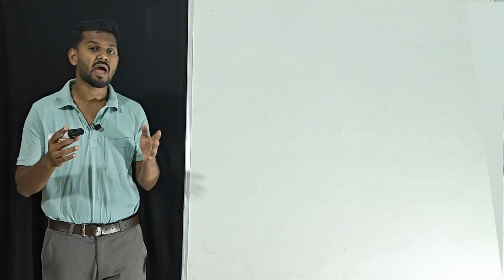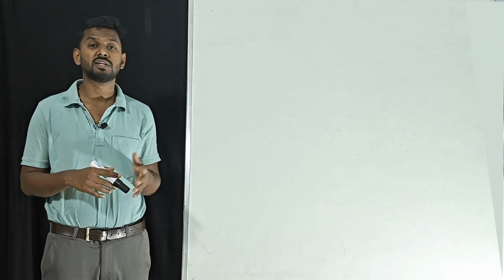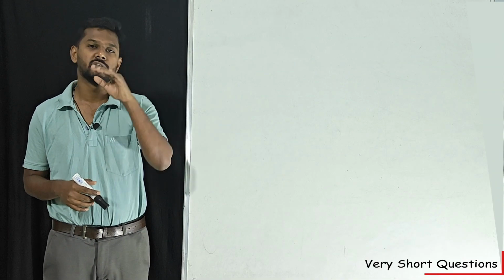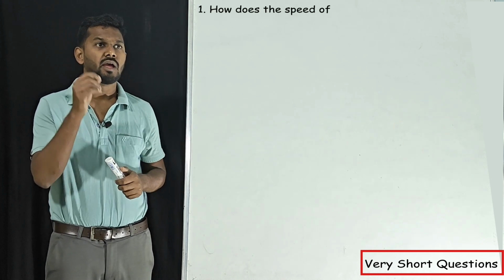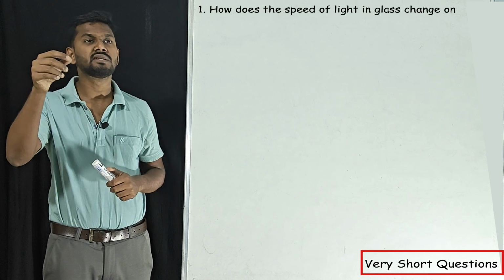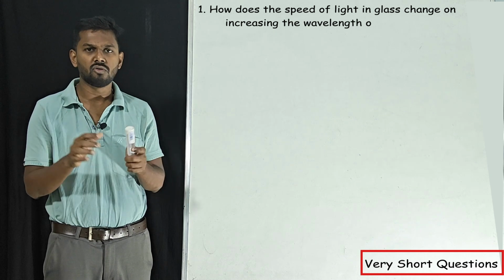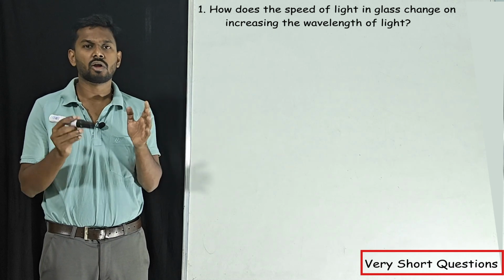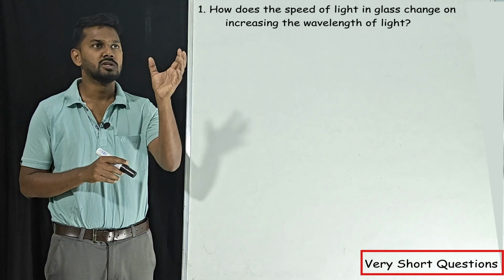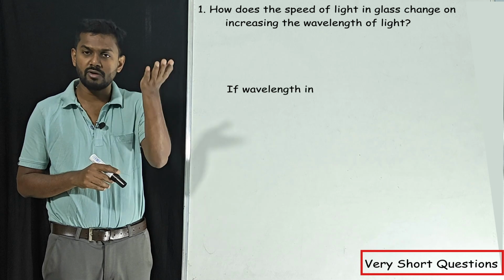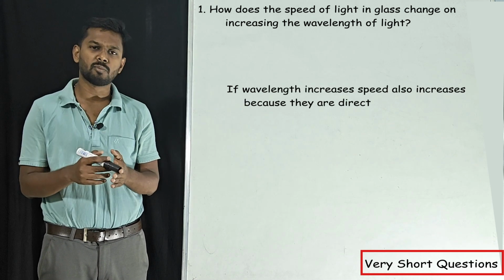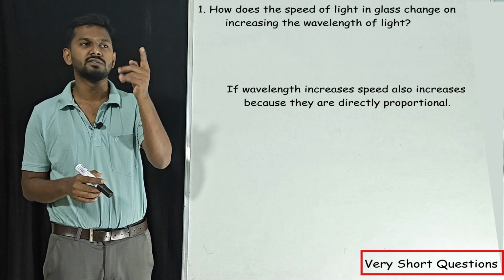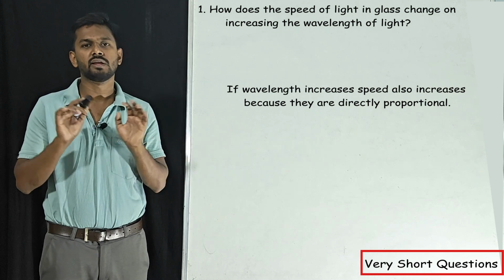Most of the basics which we have learnt in refraction at a plane surface are going to be useful here also. So see the first question. How does the speed of light in glass change on increasing the wavelength of light? We know wavelength and speed are directly proportional. So if the wavelength increases, speed also increases.